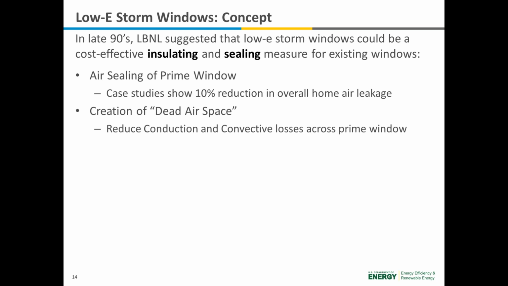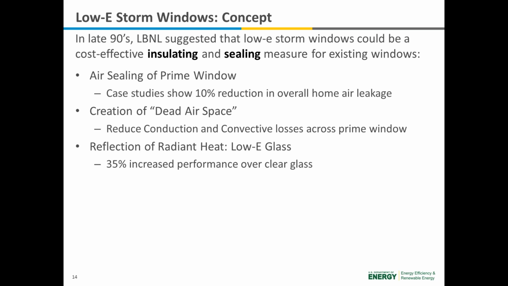You also create a dead air space, a space between the panel and the primary window, and this reduces conduction and convective heat losses across the primary window. And then finally, with the addition of low E glass, you reflect radiant heat back into the home, so you reduce the radiative heat loss out that window. And so using low E glass versus just regular clear glass, you can have a 35% improvement in performance.